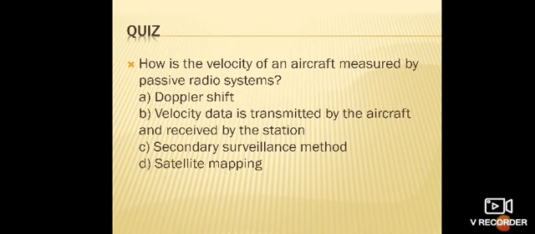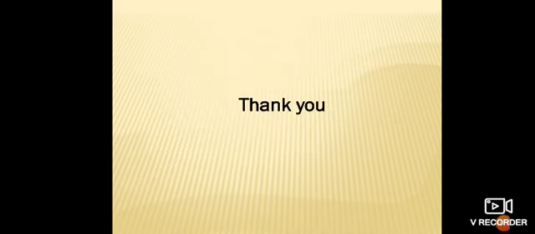Whether it is a Doppler shift, or velocity data transmitted by the aircraft and received by the station, or a secondary surveillance method. The last option is satellite mapping. So what is the answer? That is A. Doppler shift is how the velocity of an aircraft is measured by passive radio systems.